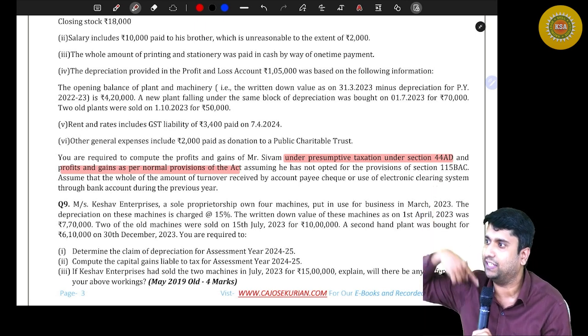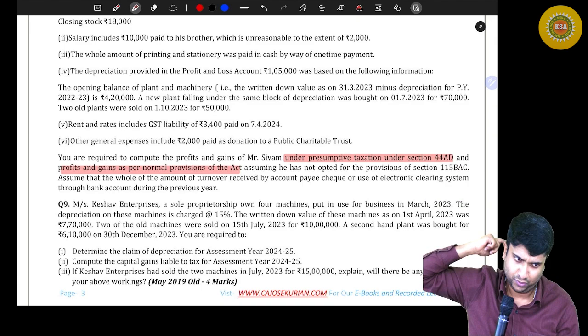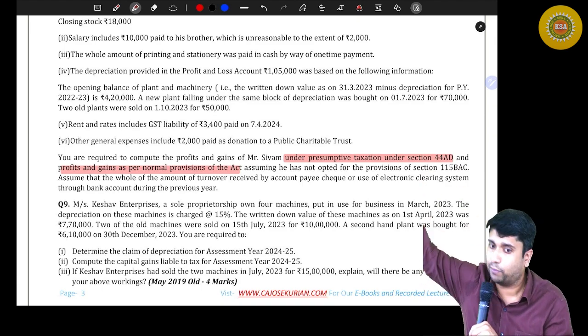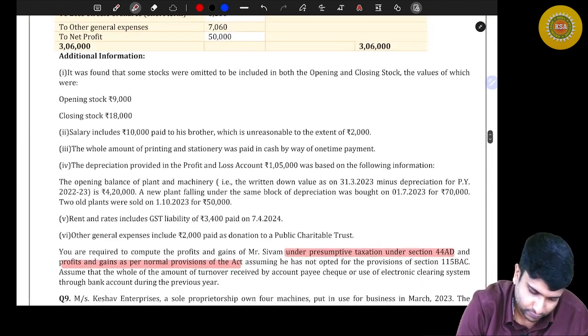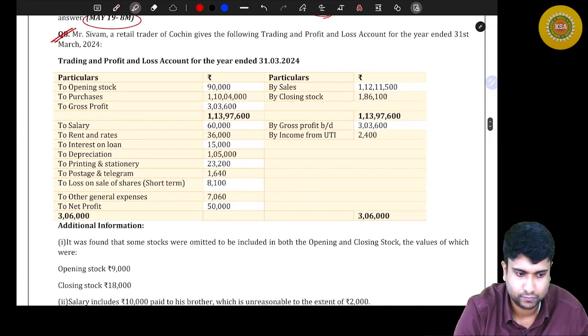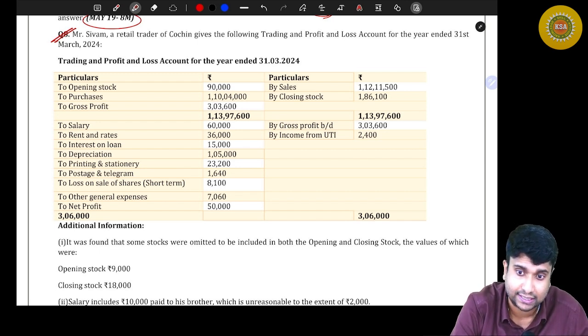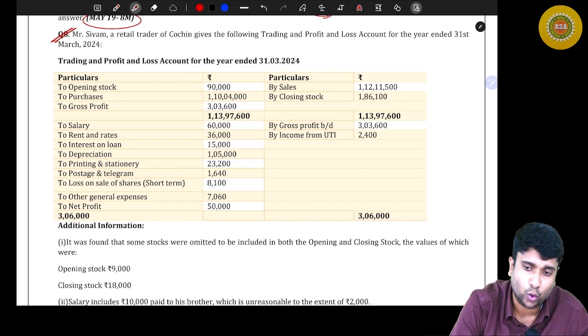Presumptive taxation, I myself will do. Are you with me? Forget about presumptive taxation. Only compute the business profits. Yes, tax, only income tax. Regular tax disallowed under 40, clause A, subclause 2 is income tax only, okay?